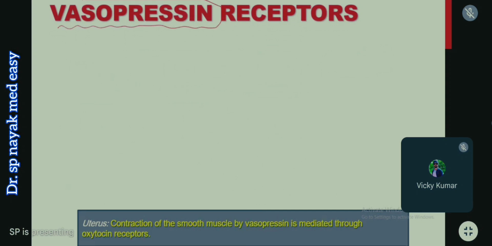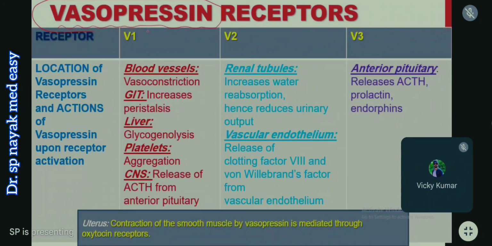ADH is vasopressin. Now let me tell you some basic points about vasopressin. Listen carefully, everyone. Vasopressin acts on different vasopressin receptors. We have vasopressin 1, 2, and 3, called V1, V2, V3. These are the three vasopressin receptors. The V1 receptor is present on blood vessels. When V1 is activated by vasopressin on blood vessels, it causes vasoconstriction. On the GI tract, it increases peristaltic movement. On the liver, it causes glycogenolysis. And on platelets, it causes platelet aggregation. Very important. And in the CNS, it releases ACTH, and further causes release of adrenaline, which induces the fight or flight response.